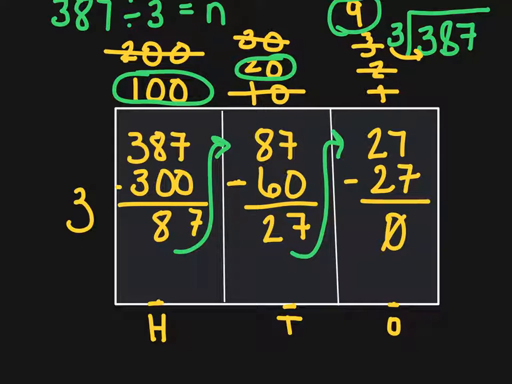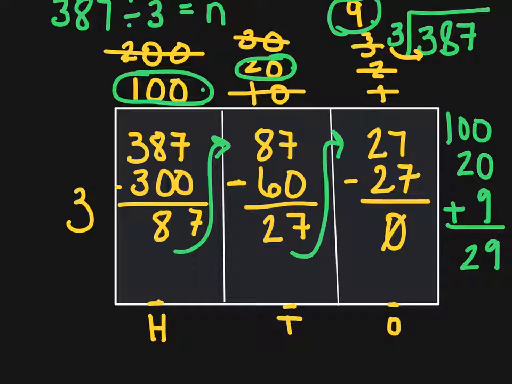So that means now I'm going to take all of those numbers that I have circles around. So I have 100. I have 20. And I have 9. And I'm going to line those up according to the place value. And I have 0 plus 0 plus 9 is 9. 0 plus 2 plus nothing is 2. And 1 plus nothing is 1. So I now know that 387 divided by 3 means that I have 129 in each group.